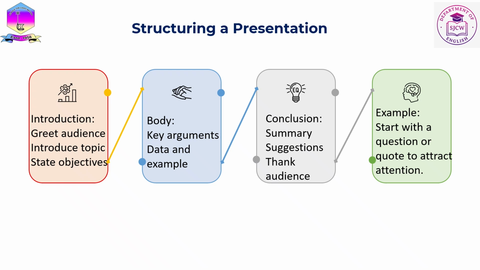Second is the body: the content, key arguments, data, and examples. Then the third is the conclusion: summary, suggestions, and thanking the audience. So these are the three parts in which you structure your presentation in a conference. For example, start with a question or a quote to attract the attention of the audience.